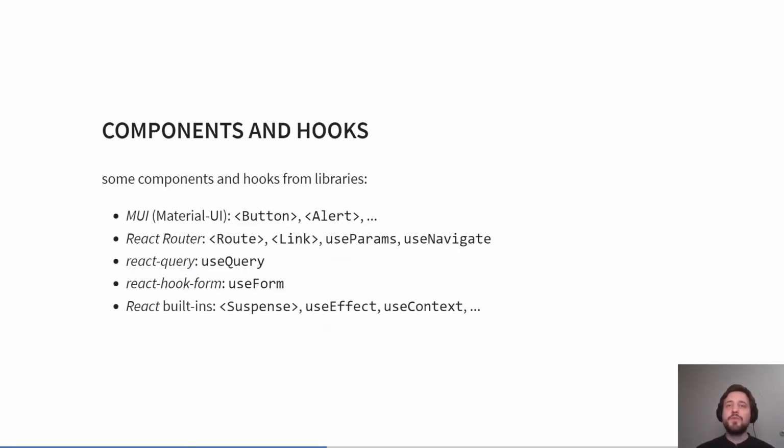The React Router package includes some components like route or link, and associated hooks like useParams. The React Query package provides a hook named useQuery, which can be used to control API queries. React Hook Form can be used to manage form contents. And React comes with some built-in components and hooks like suspense, useEffect, or useContext.